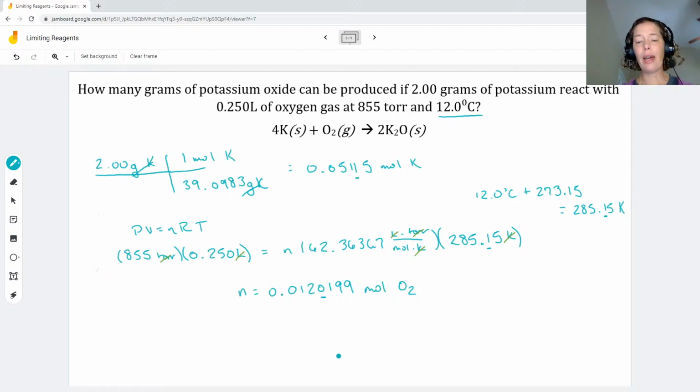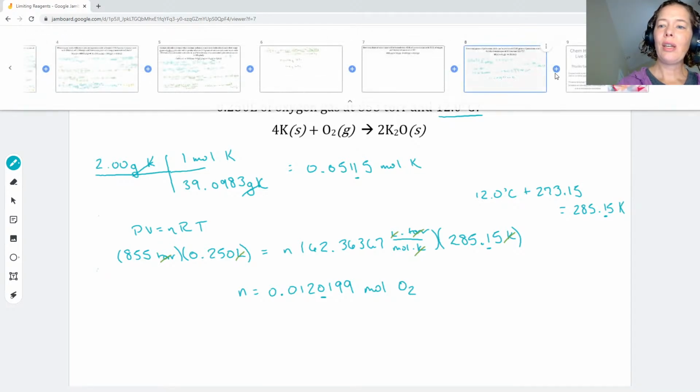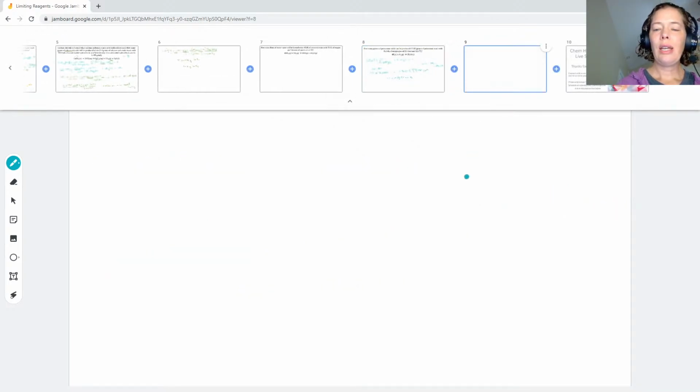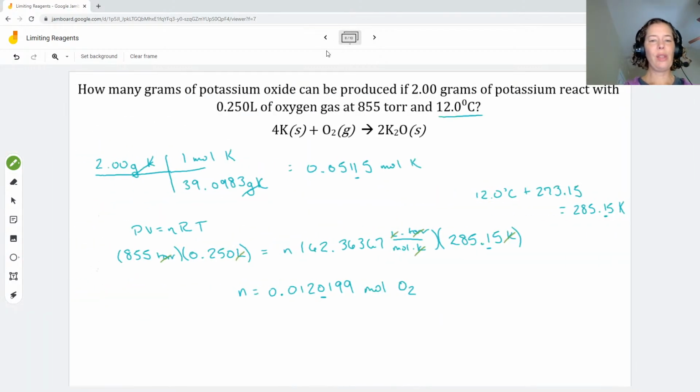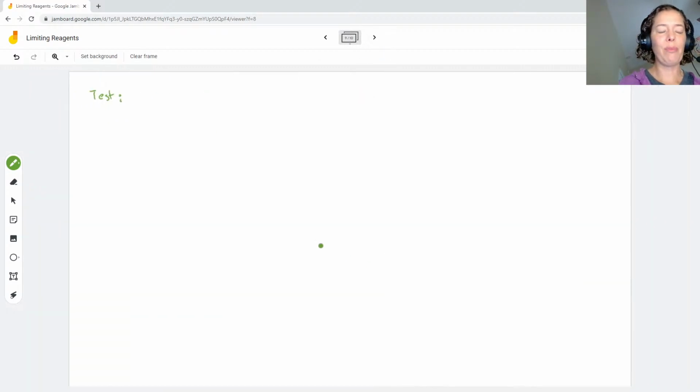We did a lot of work for just getting our moles, and I already need a new page, don't I? So let's get a new page, and let's run our tests. We can start with either one that we want. I just generally start with the one that I converted first, so I'm going to start with my moles of potassium.